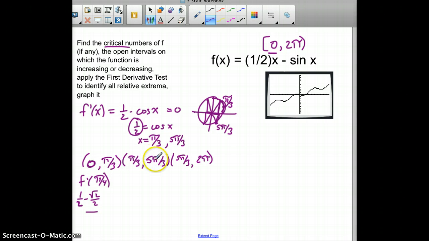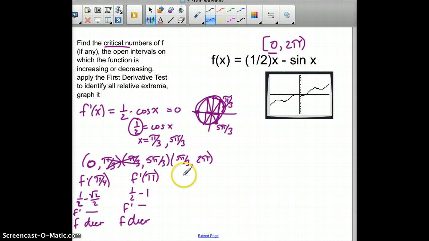Some number between pi over 3 and 5 pi over 3. We can pick any number from here to here. See any easy ones? Yeah, let's use pi. So 1/2 minus cosine of pi. What's the cosine right here? Negative 1. So we have 1/2 minus 1, negative. So that means since our derivative is negative, our function was decreasing here and decreasing here too. So what's pi over 3? Nada. It's nothing. It's not a max or a min.